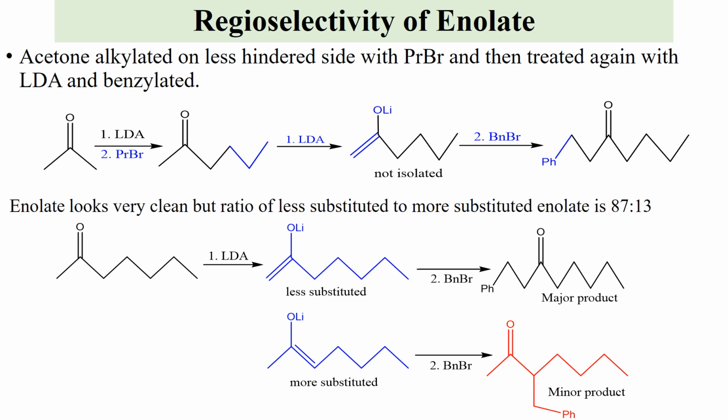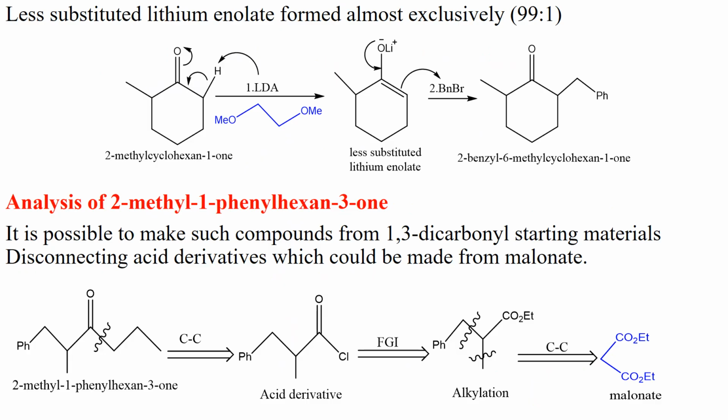Remember that a more substituted alkene is more stable. Therefore, the chances of more substituted enolates are not necessarily overruled, even if the base is very hindered. In 2-methyl-cyclohexanone, LDA will attack the less hindered side and will be benzylated via the less substituted lithium enolate.